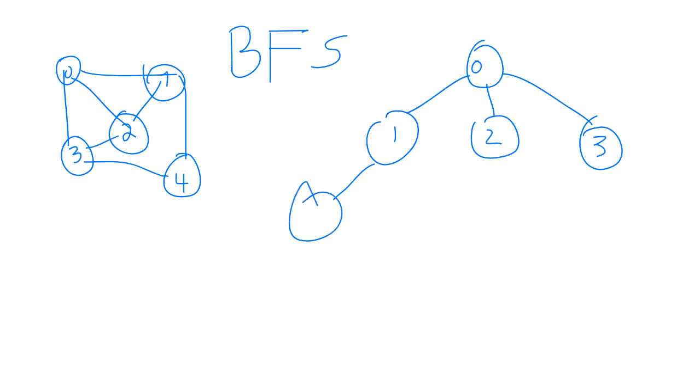So we go to 2 now. We're trying to find all the children of 2 that are not visited, but there's nothing there. And then we go to 3, and we do the same thing, there's nothing there. And we go to 4, and we do the same thing, there's nothing there to be added to the queue. So this is going to be the result of the BFS of this graph.